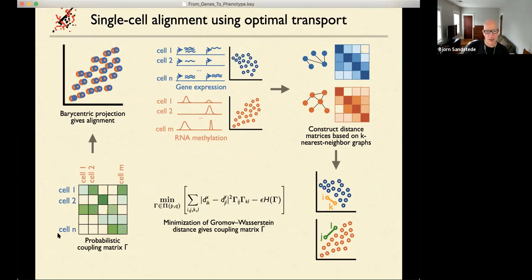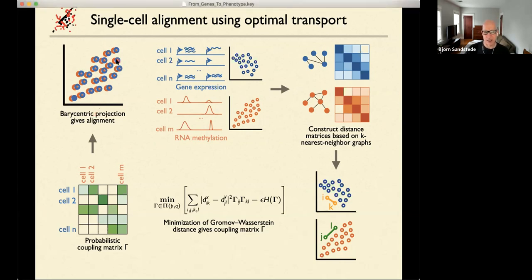We get this coupling matrix, which is probabilistic. It doesn't tell us that cell 3 of the first data set gets mapped into cell 51 in the second one. It gives us these probabilities. And so what we then do is we use barycentric projection. So essentially the mean of all of the points weighted by the entries in the coupling matrix, to see where each point would be mapped if you would really insist on mapping them.